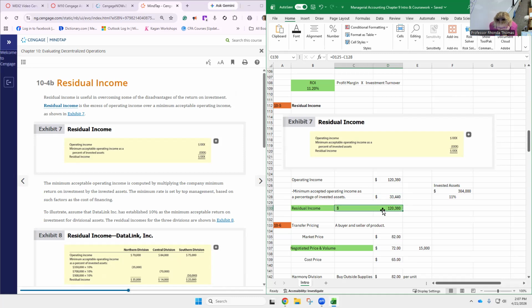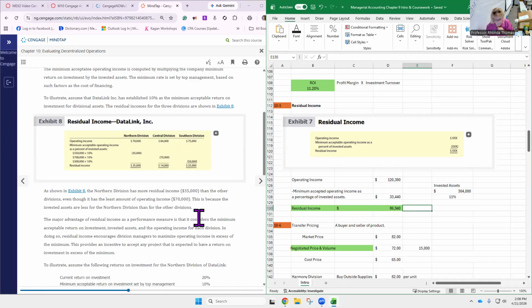Okay, so we've got excess, right? So let me fix this now. Okay, so we want to subtract D125 and D128. All right, so D125 minus, there we go. All right, so we have 86,940 residual income.